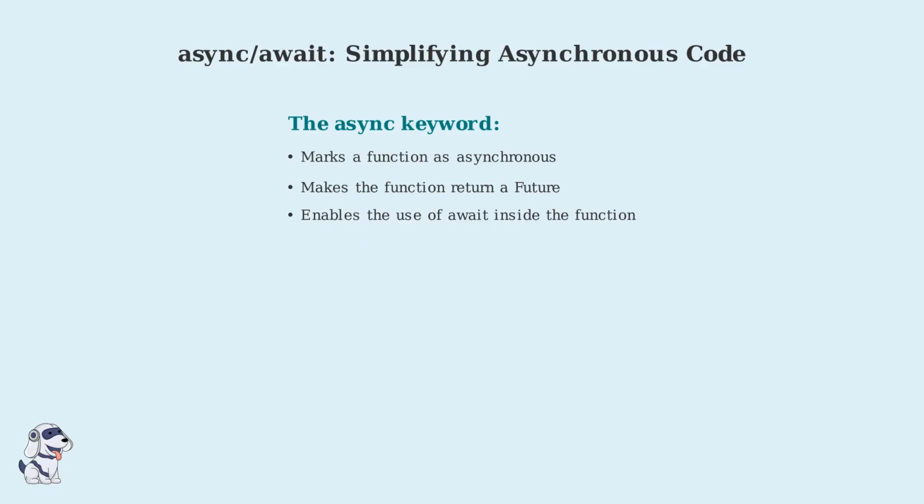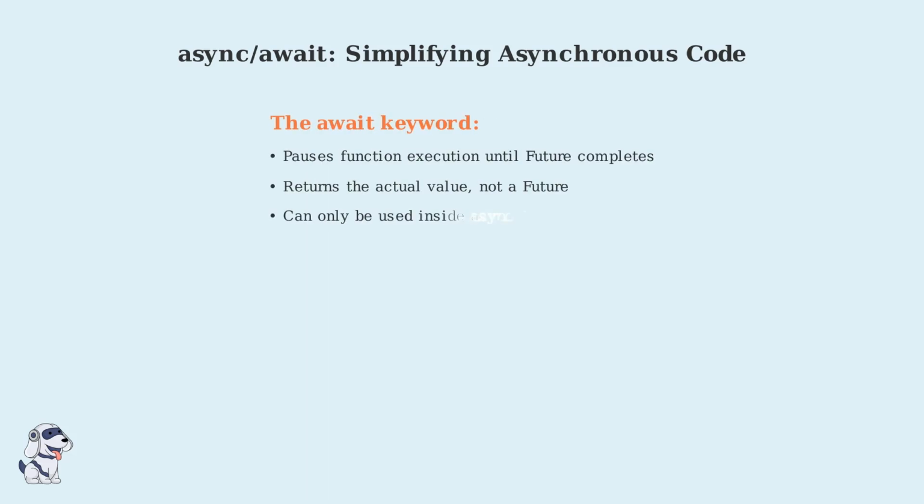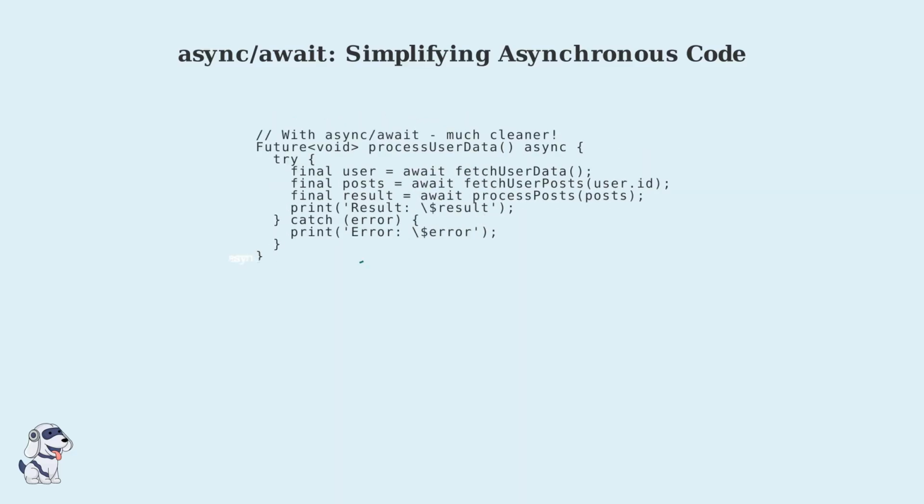When you mark a function with async, it automatically returns a Future, even if you don't explicitly return one. The await keyword pauses the execution of the function until the Future completes, but it doesn't block the entire program. Other code can continue running while waiting. Now let's see how async and await transform the complex callback chain into clean, readable code that flows naturally from top to bottom.